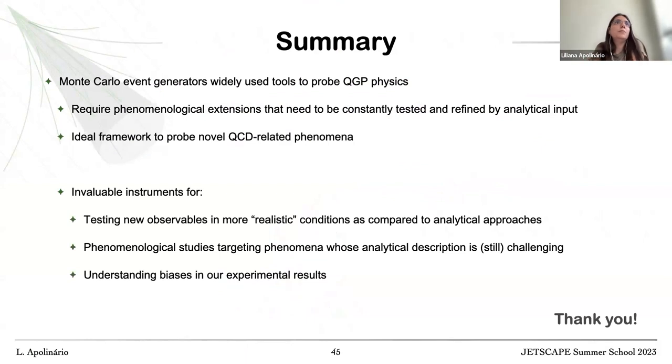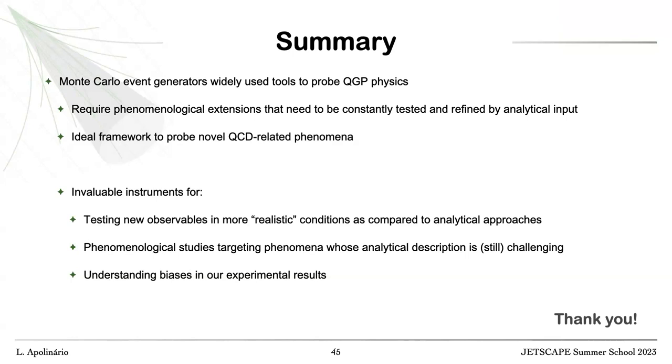So this basically concludes my presentation. I hope I could give you more or less an idea of the items we need to worry about to put together a Monte Carlo event generator that is targeting heavy ions. Although they have their limitations, and we are still bounded to the Monte Carlo truth that is within that model, we can still use it to test new observables in more realistic conditions, to perform phenomenological studies that are sometimes a little bit ahead of our analytical understanding, and also to understand the biases in our experimental results. So that's it. Thank you.